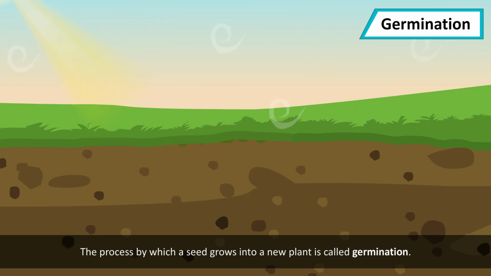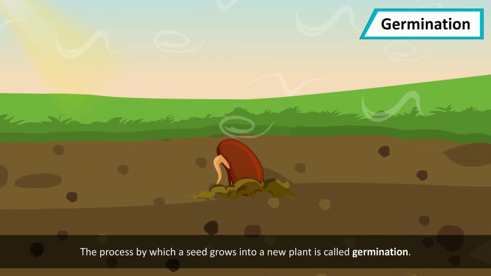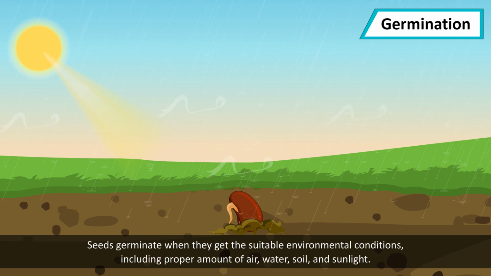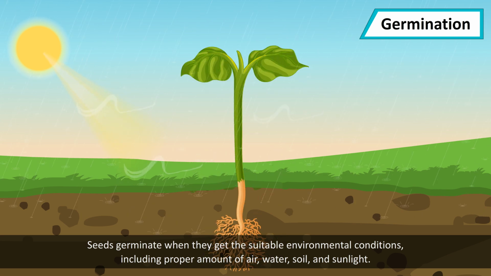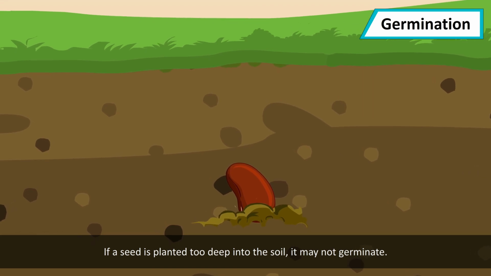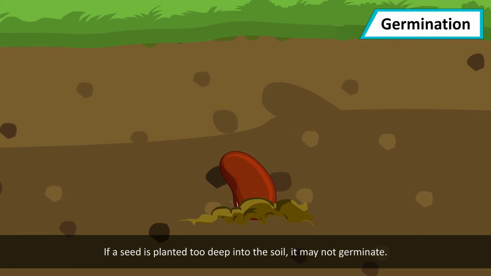Germination. The process by which a seed grows into a new plant is called germination. Seeds germinate when they get the suitable environmental conditions, including proper amount of air, water, soil, and sunlight. If a seed is planted too deep into the soil, it may not germinate.